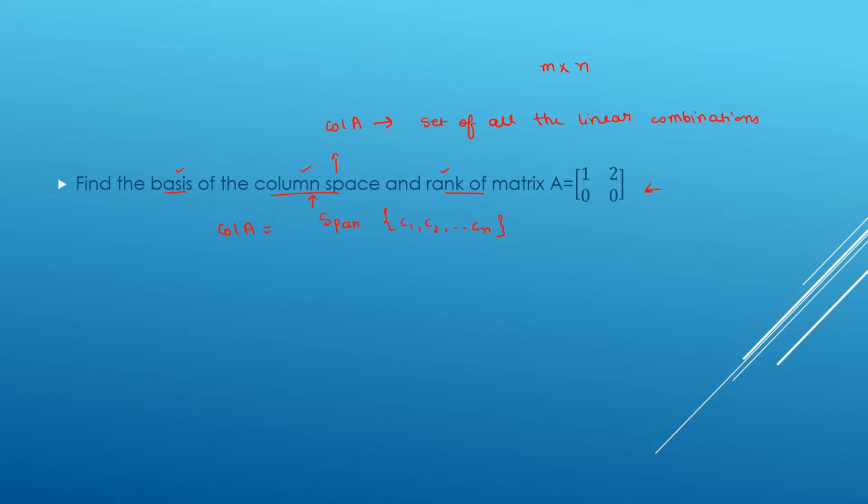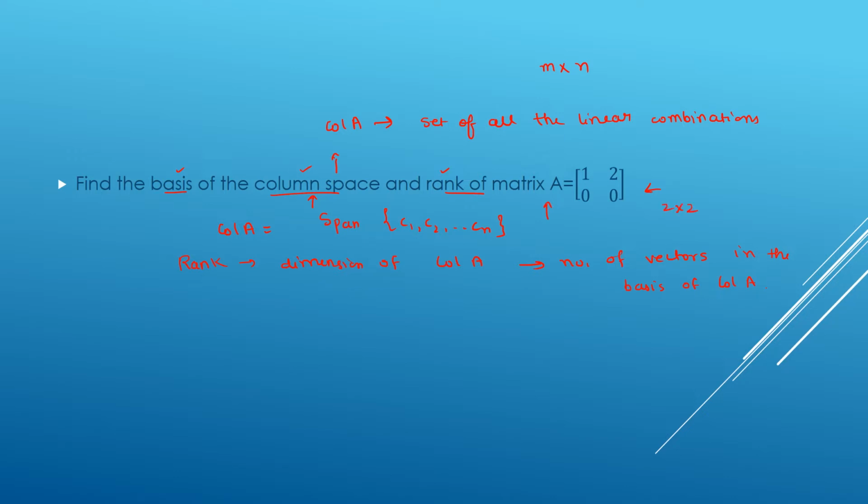And when we say rank, then it will be the dimension, that is the numerical value of Col A, which will be given by the number of vectors in the basis of Col A. Now, it might sound confusing, but you will be able to get it in a better way by using this example. So you can see that the matrix is given to us and it is of order 2 by 2.